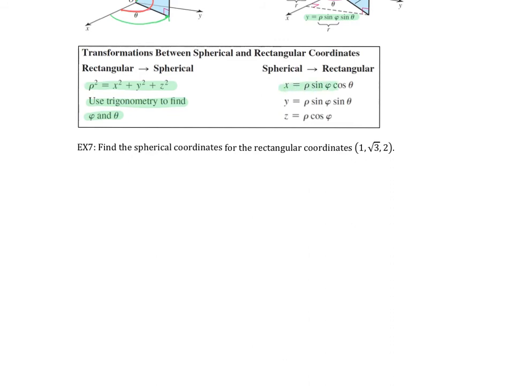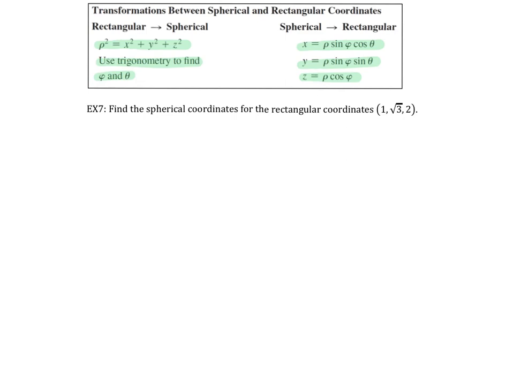X, as we said before, is rho sine phi cosine theta. Y is rho sine phi sine theta. And z is going to be rho cosine phi. In this next example 7, we're going to find our spherical coordinates, and we have our rectangular coordinates. So remember, this is x, this is y, and this is z.